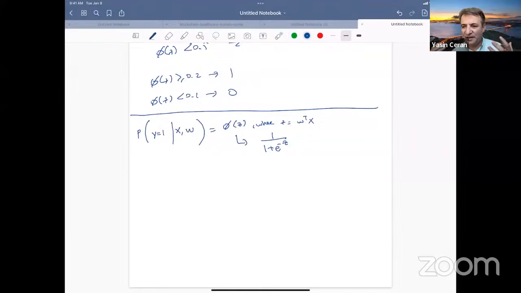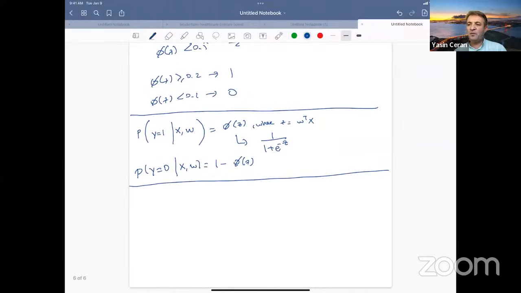Okay. So I'm using this notation, the probability. Then what is the probability that Y is going to be 0, given the same X and W values? It's going to be 1 minus phi of Z. If phi of Z is the probability that my decision is going to be 1, then 1 minus phi of Z is the probability that my decision is going to be 0. So I came from X and W's, and then suddenly I went into the realm of probabilities.